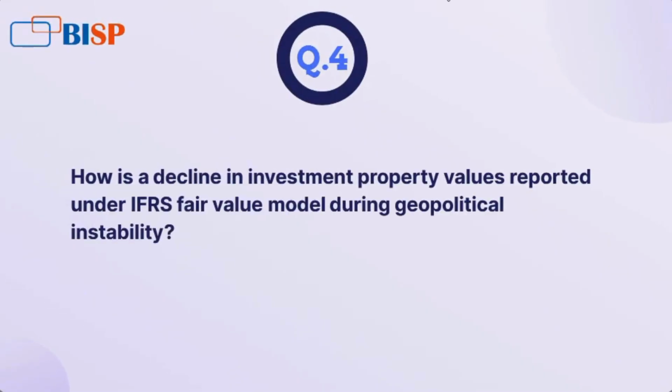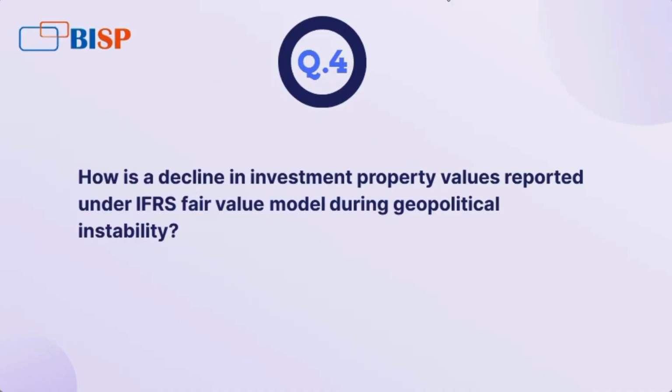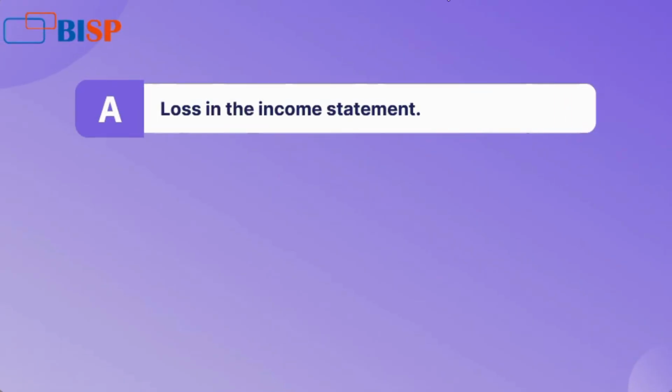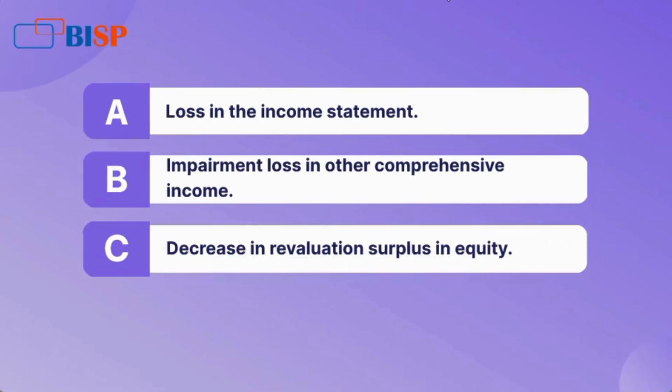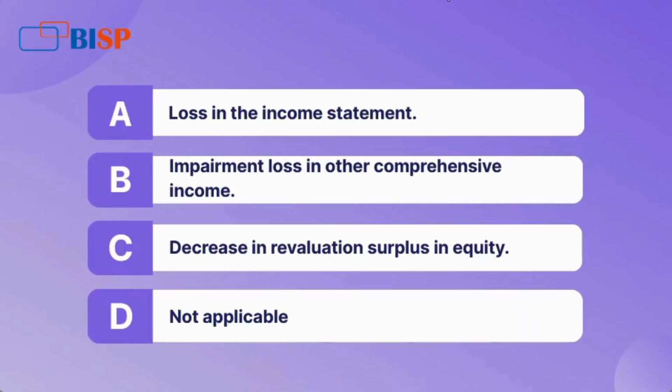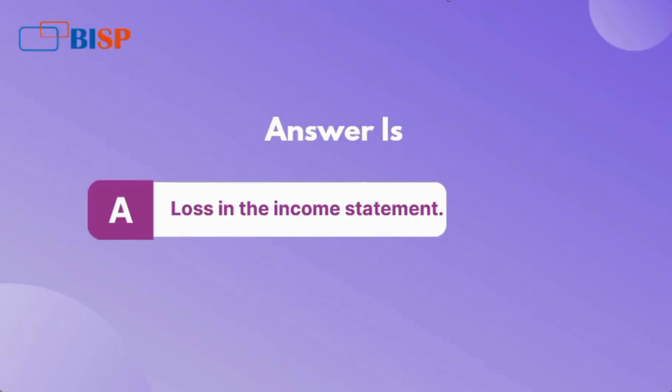How is a decline in investment property values reported under IFRS fair value model during geopolitical instability? A. Loss in the income statement. B. Impairment loss and other comprehensive income. C. Decrease in revaluation surplus in equity. D. Not applicable. Answer is A. Loss in the income statement.